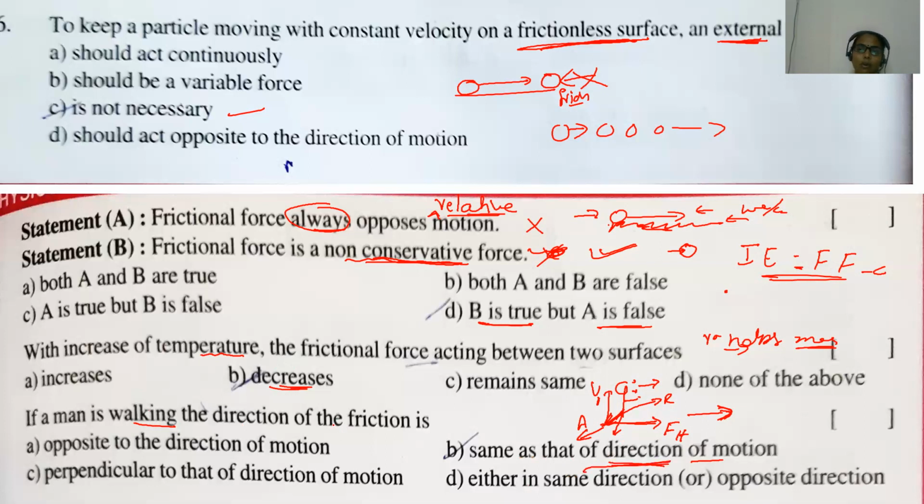Suppose imagine there is no land. How can you walk? In the air, is it possible to walk? No. When you push the land backward, only then are you able to move forward. That means when you press, the action goes inside and the reaction comes out. That is the frictional force. Okay, I hope this is clear.